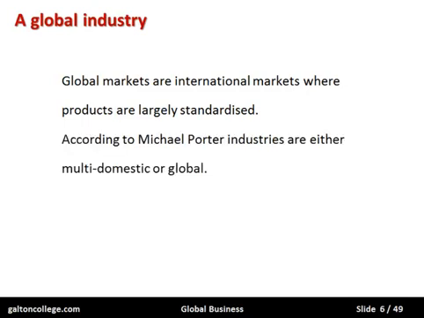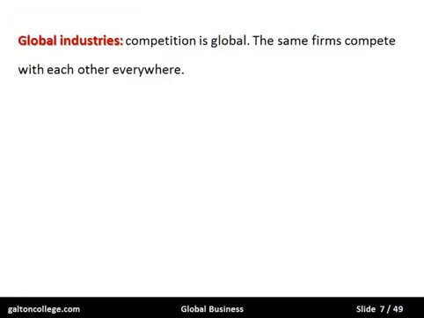According to Michael Porter, a famous writer, Porter's Five Forces, that crops up in many of the other videos, according to Michael Porter, industries are either multi-domestic or global. So we have a dichotomous relationship here. It's either multi-domestic or global. Global industries, well, competition is global for a start. The same firms compete with each other everywhere.